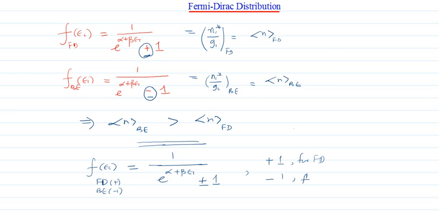Bose-Einstein case. So this gives you the Fermi-Dirac distribution and Bose-Einstein distribution functions. Okay, thank you.